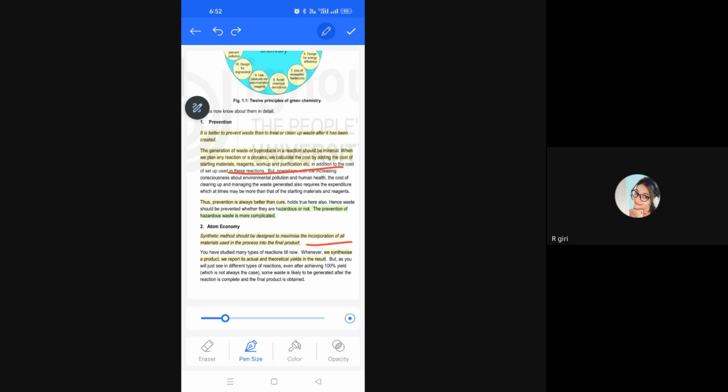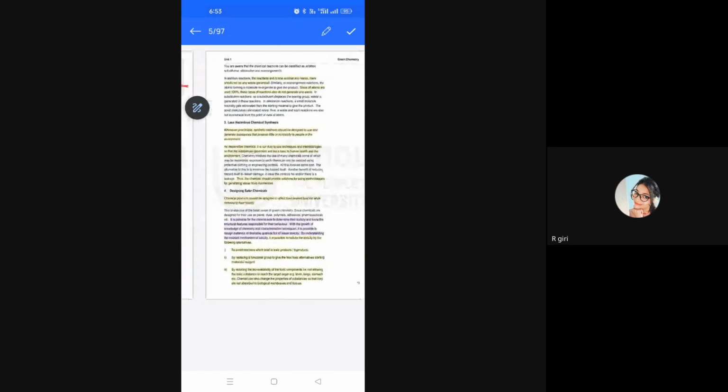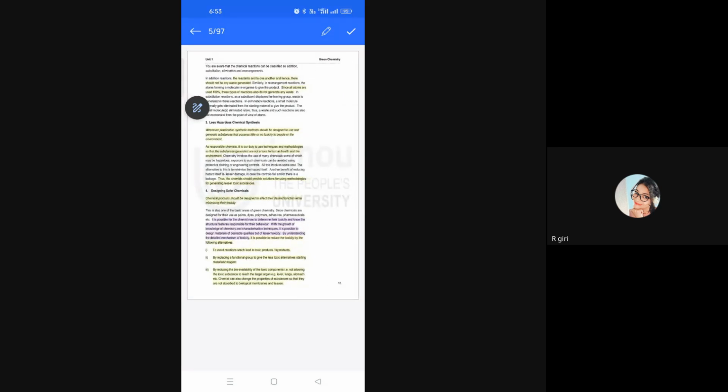Synthetic methods should be designed to maximize the incorporation of all materials used in the process into the final product. Okay, that means your product should be maximized. You should always focus that whatever reagent or reactant you are using, your product must be of maximum yield. You have studied many types of reaction till now. Whenever we synthesize a product, we report its actual and theoretical yield in the result. You must give more emphasis that your product should be maximized.